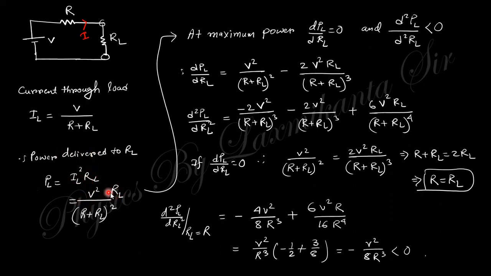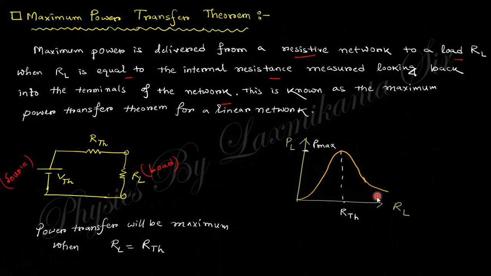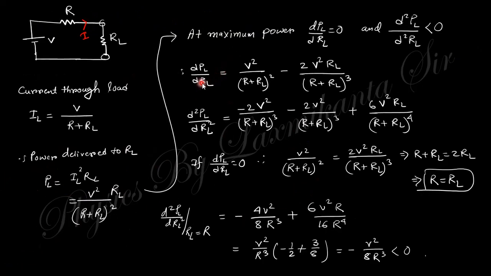At maximum power, the first derivative will be 0 and the second derivative must be less than 0. Now check. Take the first derivative with respect to RL, because the changing parameter here is the load resistance. Taking the derivative with respect to RL, you get this expression. Taking the second derivative, you get this one, with two terms here.